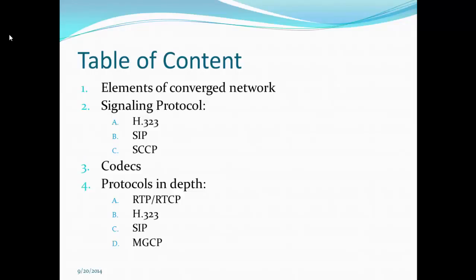The table of contents: the first one is elements of converged networks. Then we're going to discuss signaling protocols: H.323, SIP, and Skinny protocols. The third one, we're going to discuss codecs, and the last part of this presentation we're going to talk about RTP, RTCP, H.323, SIP, and MGCP.